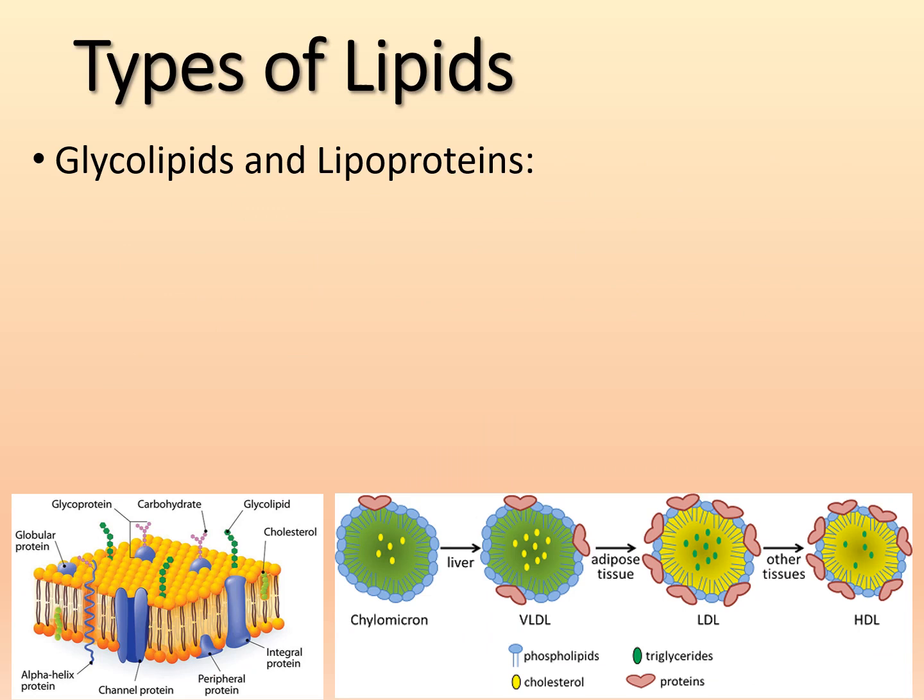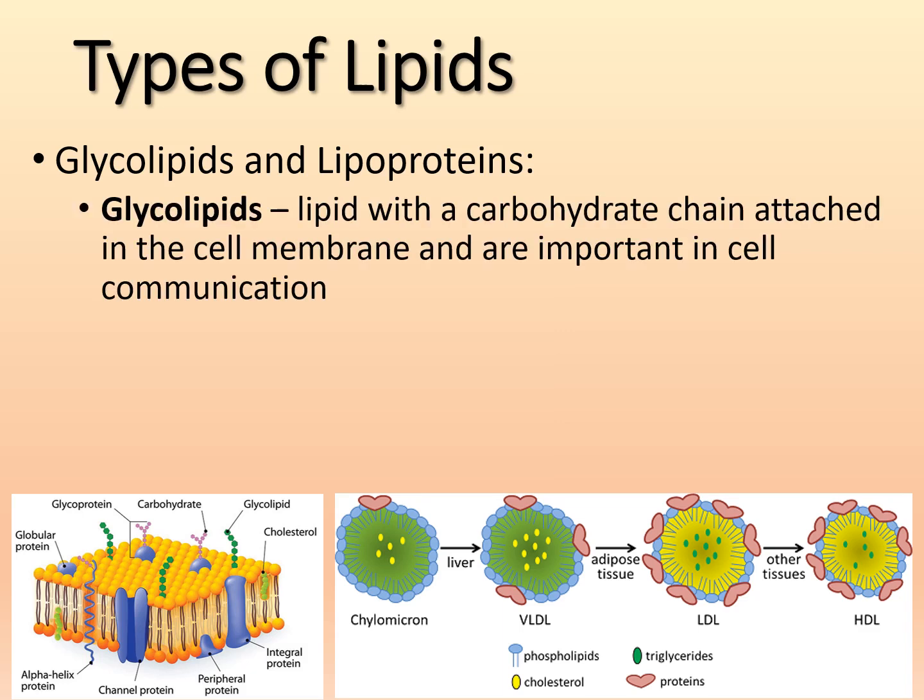So now let's talk a little bit more about some of these other complex lipids. So we've seen glycolipids before, and we just talked about lipoproteins a little bit as well. So let's go through them in more detail. So glycolipids, if we break it down, it's a lipid with a carbohydrate chain attached to it. And these guys are important in the cell membrane structure. So they're very important for cell-to-cell communication.